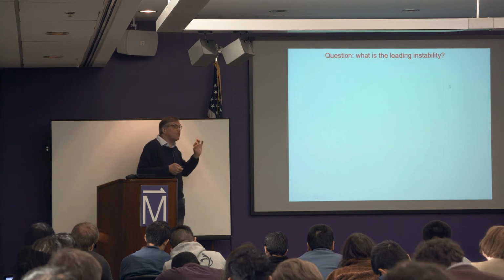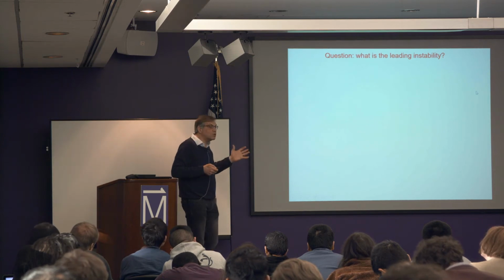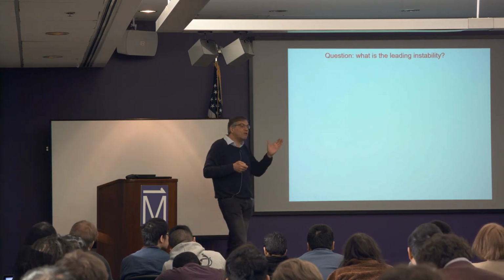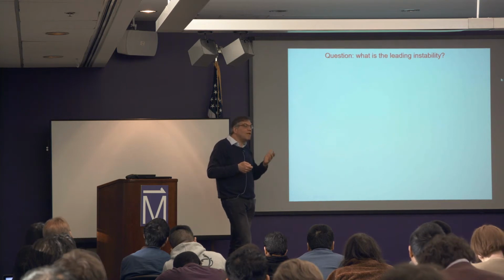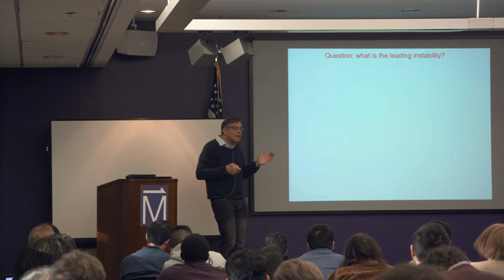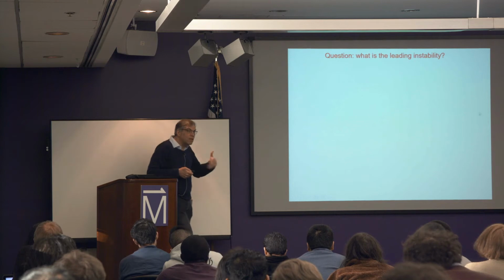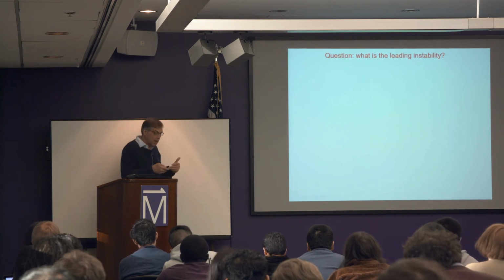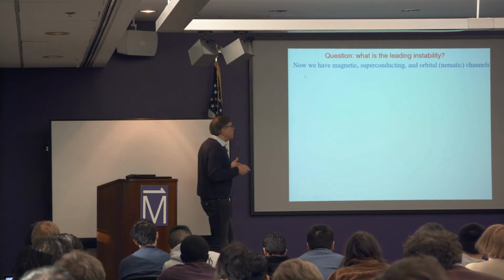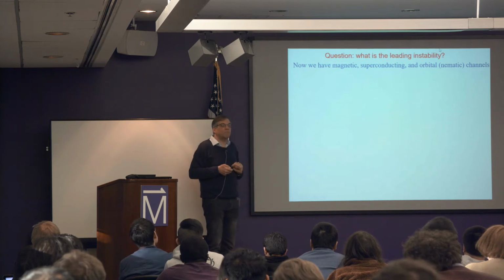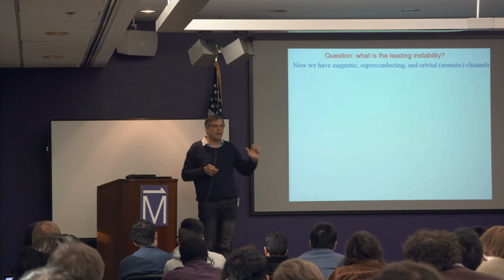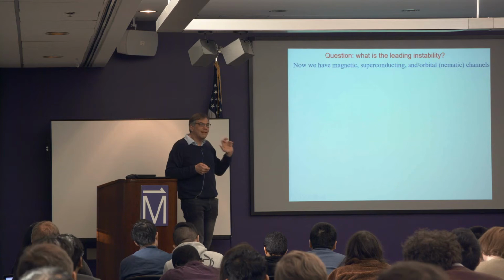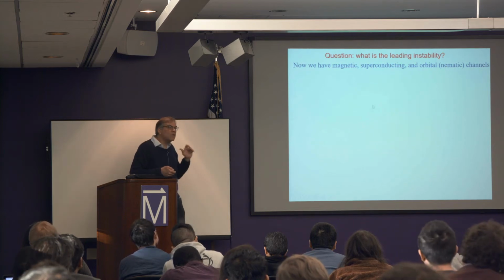Because by the end of the day, what I was saying, that this interaction G2 gets pushed by interaction G3, and G3 gives rise to magnetism, to spin density wave. So why not think about spin density wave instead of superconductivity? It turns out that you have 3 different possibilities. One is superconducting order, another is magnetic order, and the third one is orbital order.